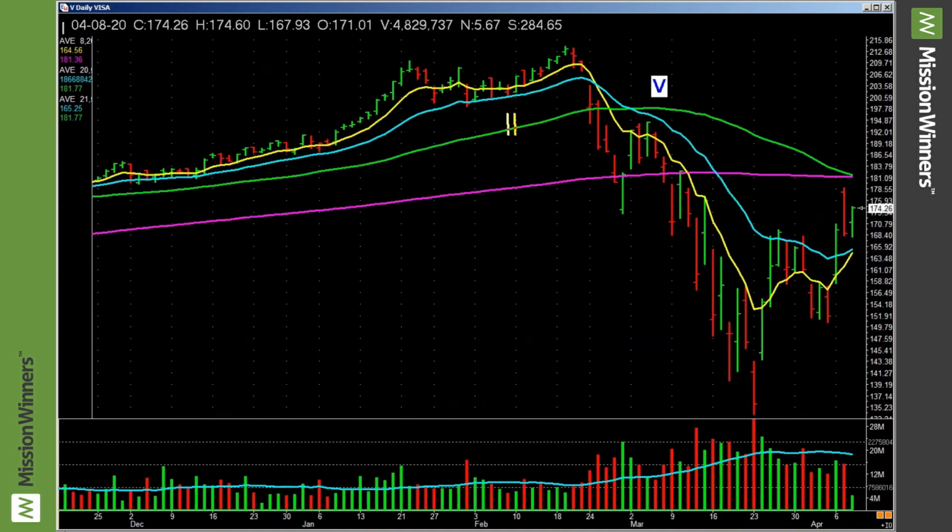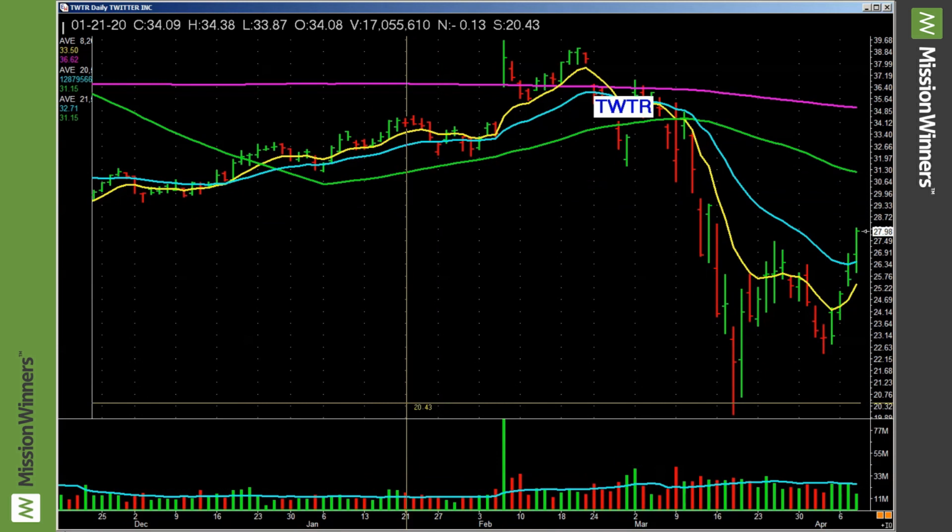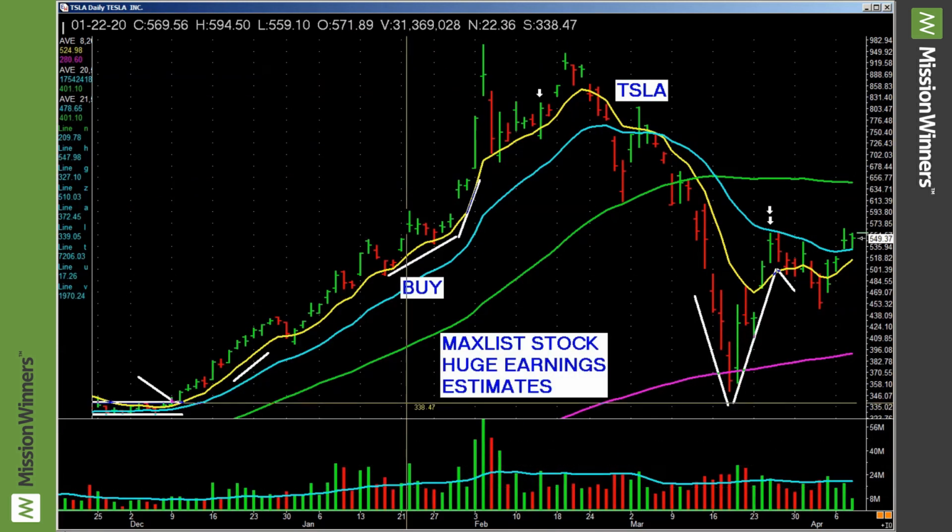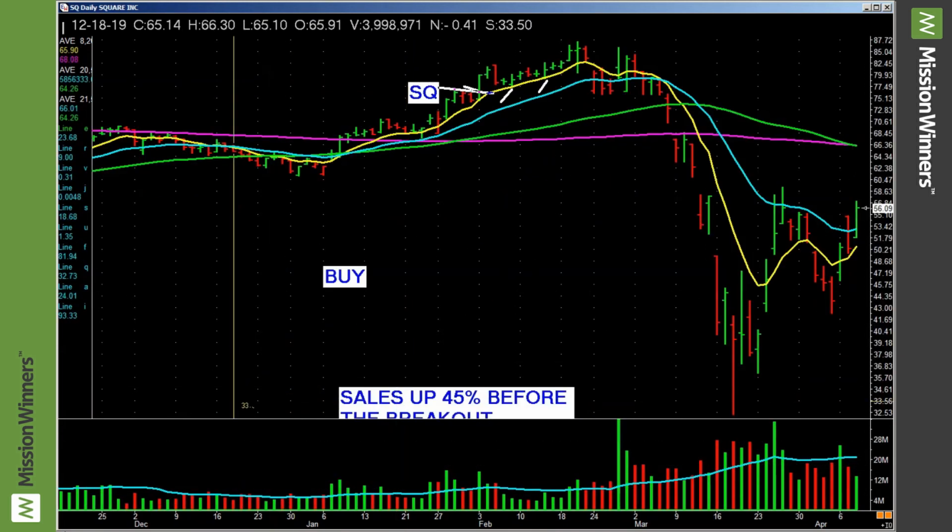And it works. Visa doesn't really have anything. Twitter doesn't have anything right here. Tesla, I mentioned that earlier. Square.